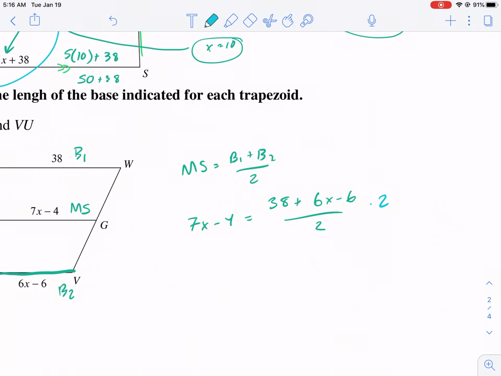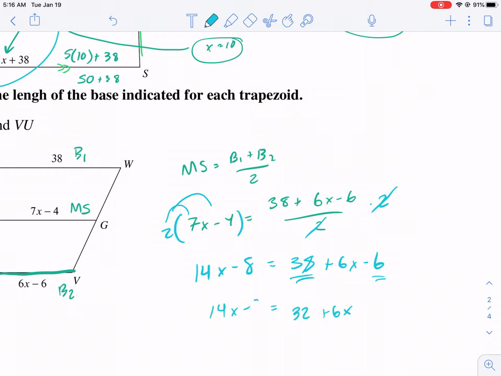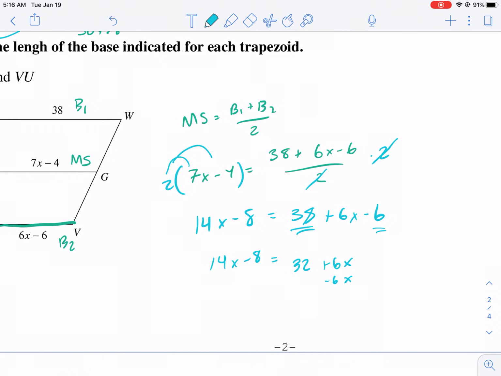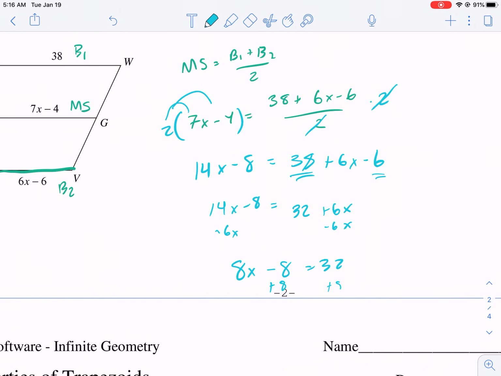Multiply both sides by 2. This is a good problem because we need to distribute here. So we have 14x minus 8 equals 38. This canceled. 38 plus 6x minus 6. I'm going to combine terms on the same side. First, 32 plus 6x equals 14x minus 8. I'm going to subtract 6x from both sides. Get the x's together. That's always a smart decision first. Equals 32. I'm going to add 8 to both sides. I get 40 equals 8x. I'm divided by 8. Divided by 8. I get x equals 5.